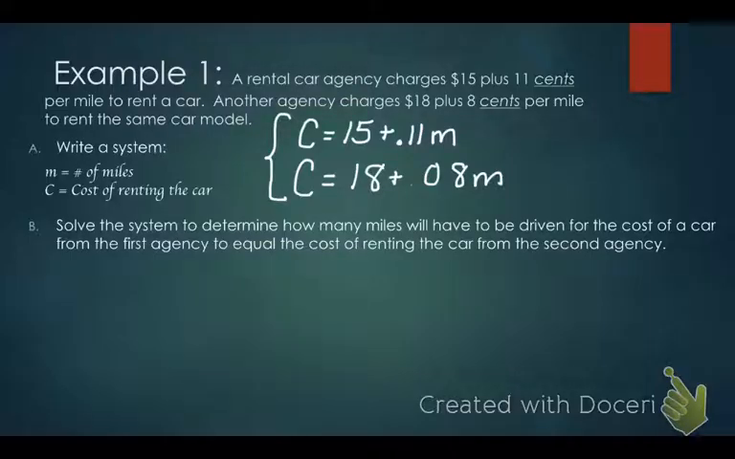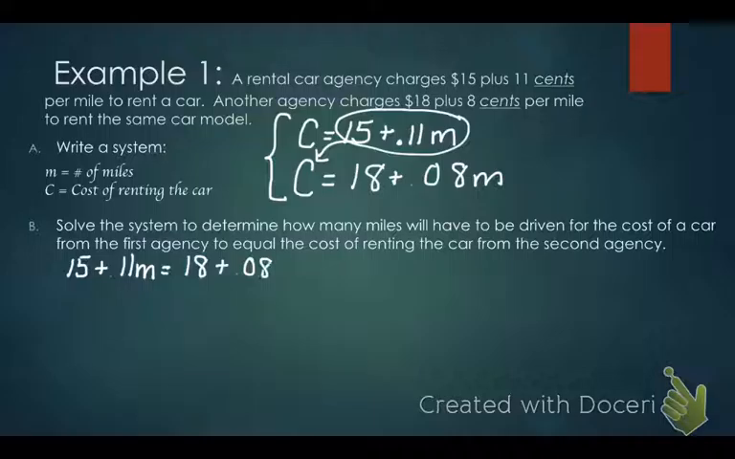So what I notice is these are both in slope-intercept form, even though I'm not using y and x. Because of this, I think that substitution would be the easiest method. So what I'm going to do is take this expression and plug it into C, into the second expression, which will give me an equation which is 15 plus 0.11 m is equal to 18 plus 0.08 m. So now I'm going to solve this equation.